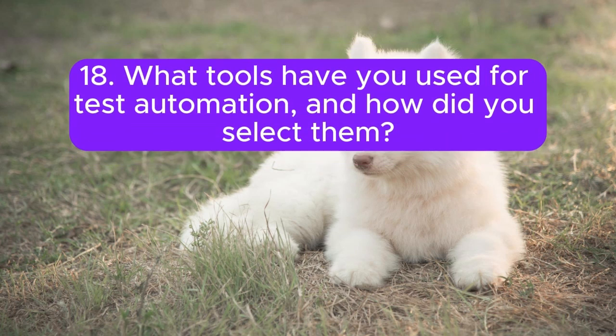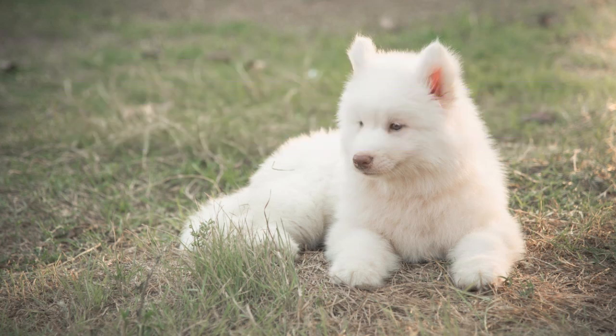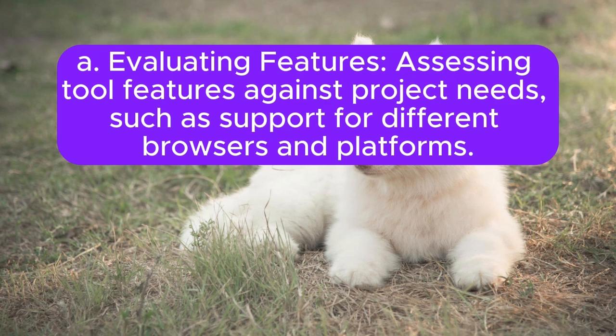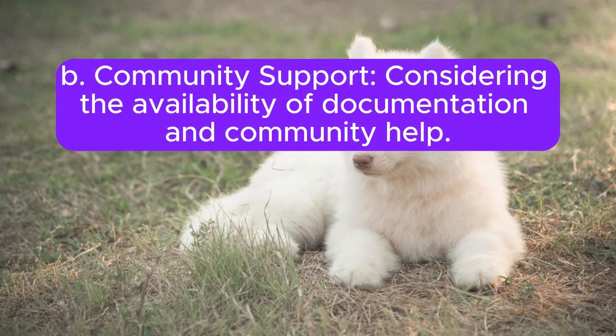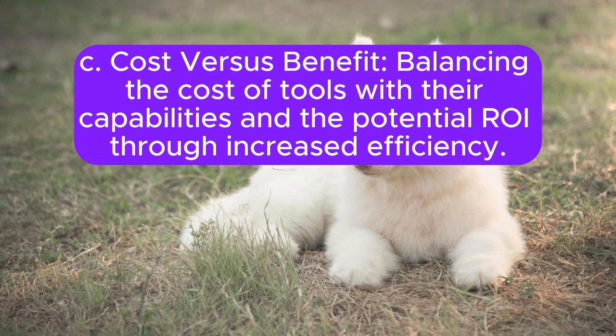18. What tools have you used for test automation, and how did you select them? Answer. I have used tools like Selenium, Appium, and TestNG for web and mobile automation. The selection process involved A. Evaluating features, assessing tool features against project needs, such as support for different browsers and platforms. B. Community support, considering the availability of documentation and community help. C. Cost versus benefit, balancing the cost of tools with their capabilities and the potential ROI through increased efficiency.